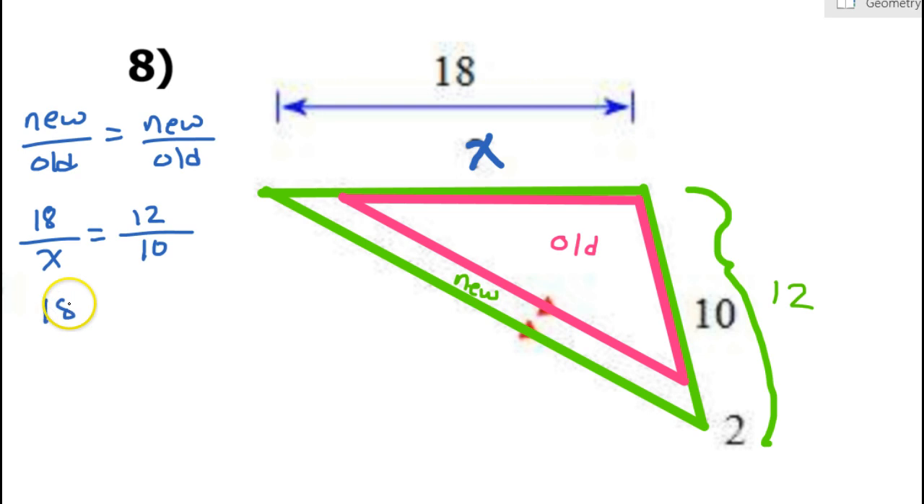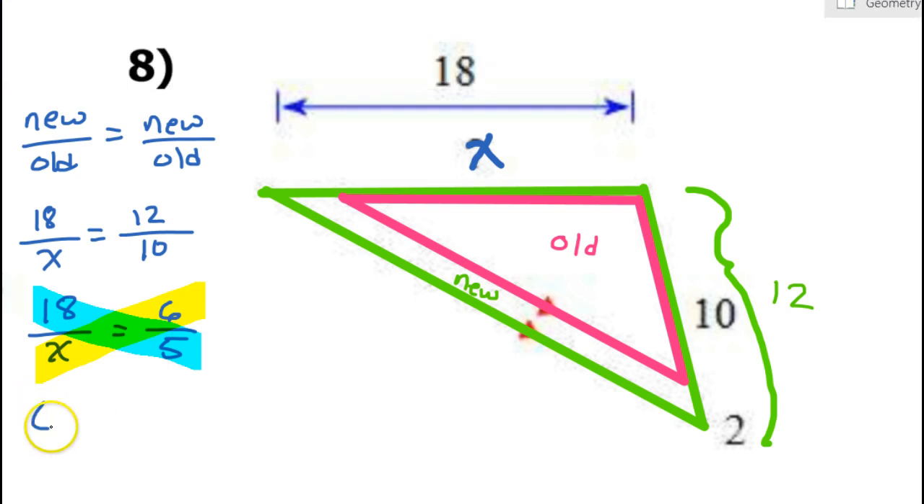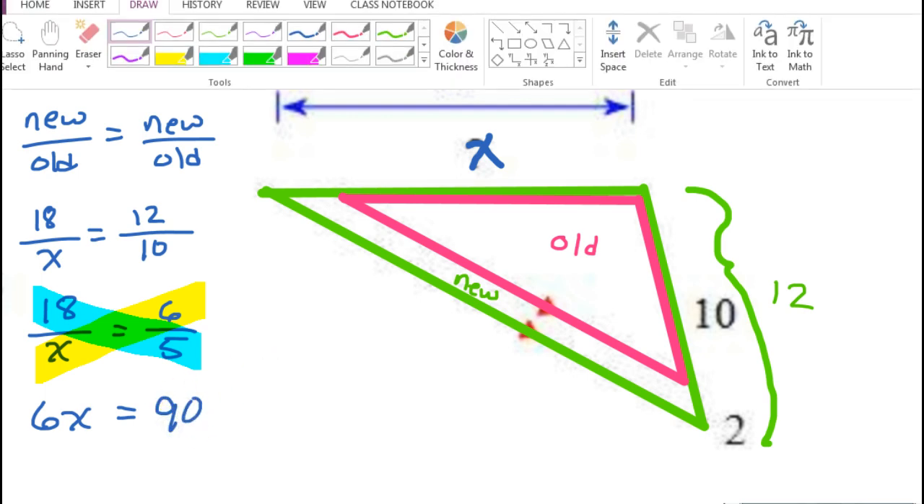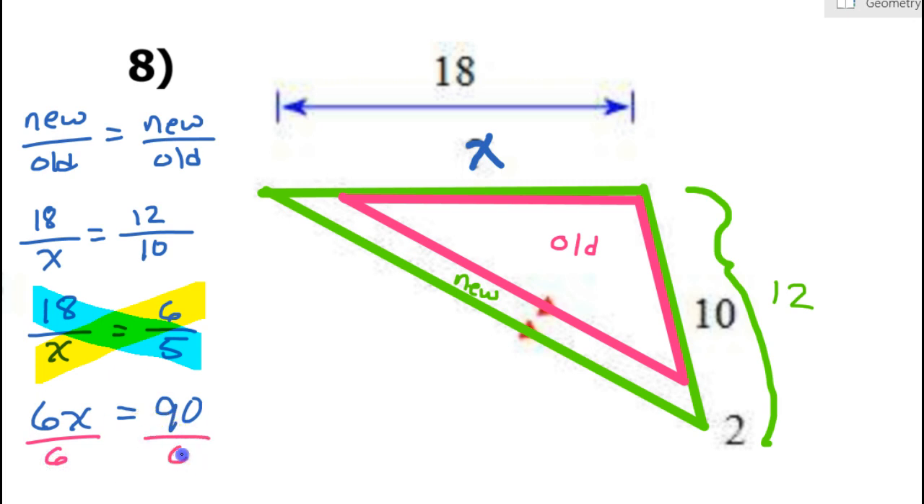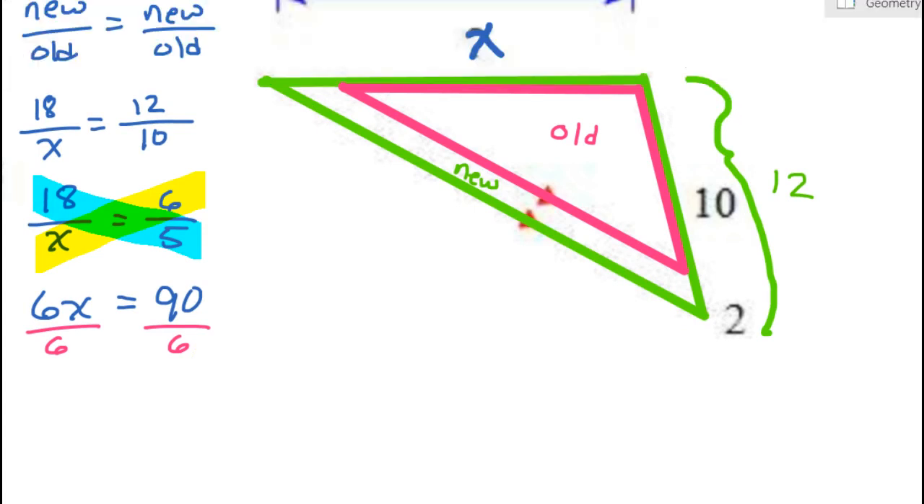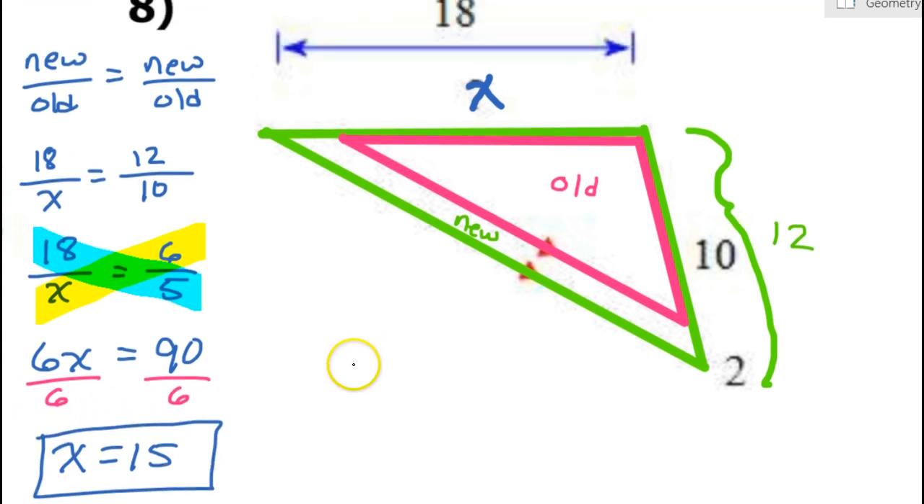I like to reduce this fraction before I continue, so I will have 18 over x is equal to, these are both divisible by 2, so this will simply be 6 over 5. Now I will cross multiply. The yellow diagonal is equal to the blue diagonal. So the yellow diagonal gives me 6x. The blue diagonal, 18 times 5, that's 90. And then I will divide both sides by 6. And that turns out to be 15. And that is it for problem number 8.